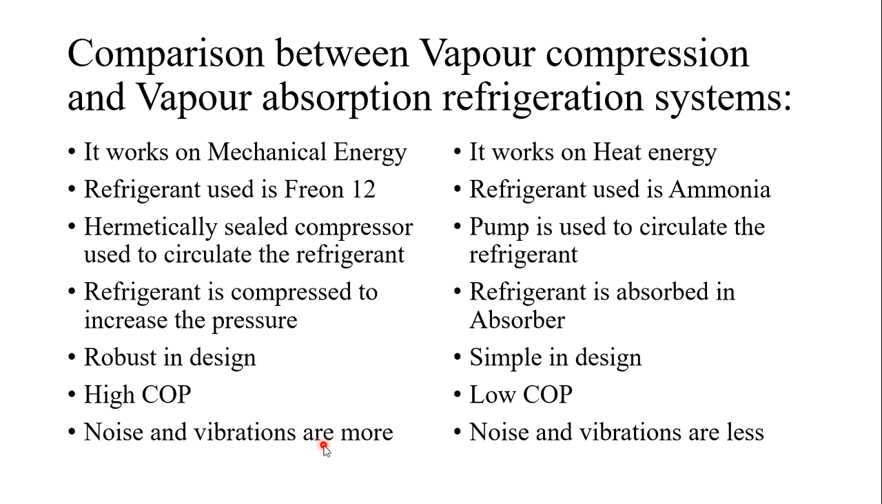Noise and vibrations are more due to the heavy compressor unit used in the vapor compression type. Noise and vibrations are less in the absorption type because no such mechanical elements are used. Only a pump is used to circulate the refrigerant. That's why there will be minimum noise and vibrations in the vapor absorption refrigeration system. These are some of the important differences between compression refrigeration and absorption refrigeration system.